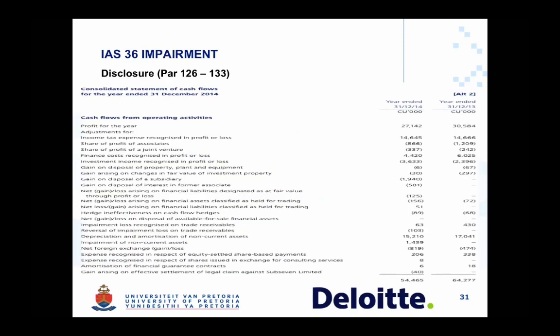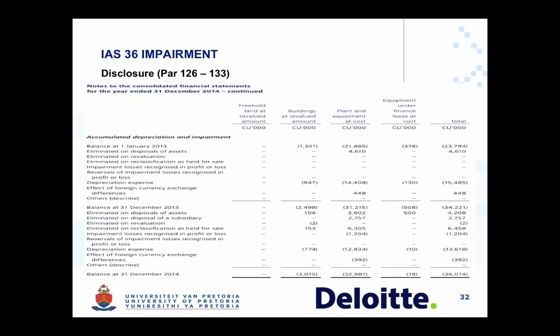As an example for the cash flow note, consider the following illustration. And you will note there it is, non-cash flow item, impairment on non-current assets. In the property, plant and equipment note, you will also note the adjustment for the impairment loss, that it's recognized in profit and loss, and the reversal of the impairment loss, again in profit and loss, or alternatively other comprehensive income.